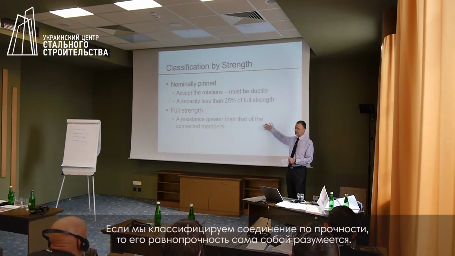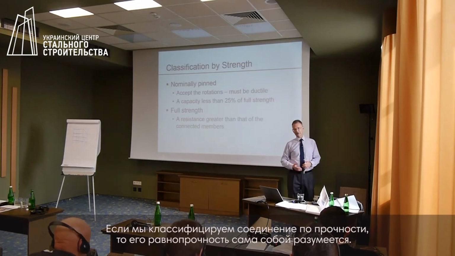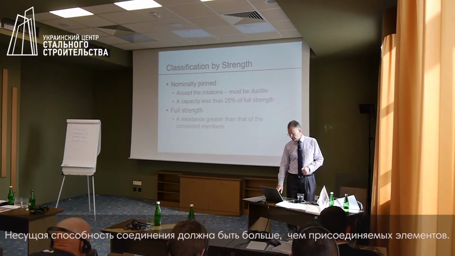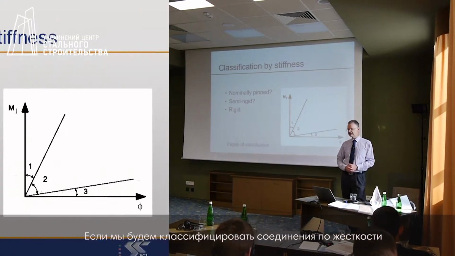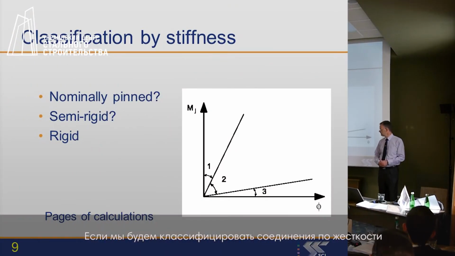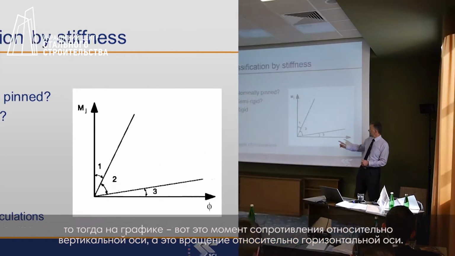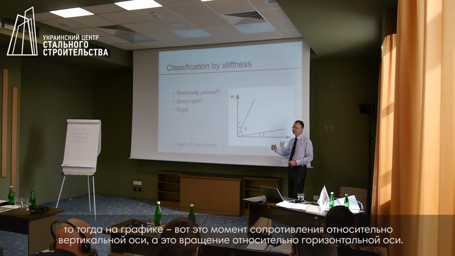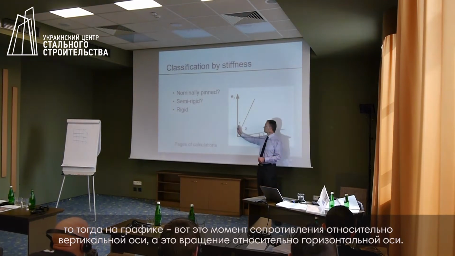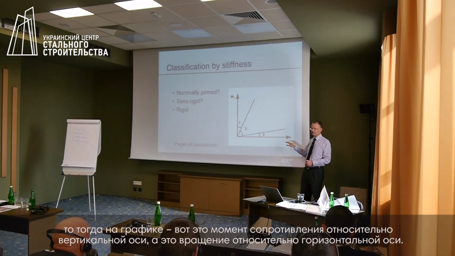If we are classifying by strength, then full strength is obvious. It must be stronger than the connected members. If we are classifying by stiffness, then this is moment rotation on the vertical axis. Sorry, this is moment resistance on the vertical axis. This is rotation on the horizontal axis.